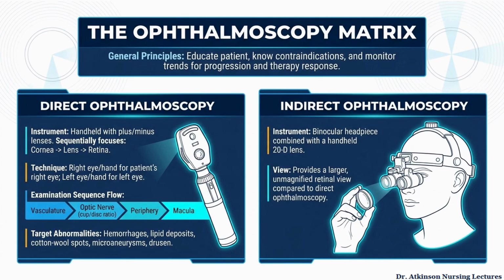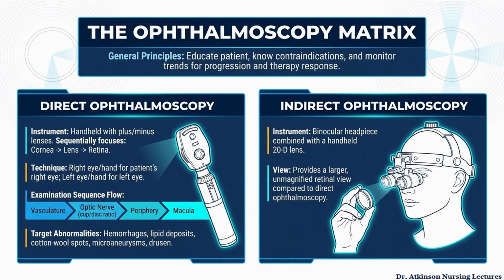therapy response. Direct ophthalmoscopy uses a handheld instrument with plus and minus lenses to sequentially focus on the cornea, lens, and retina. The examiner uses the right eye and right hand to examine the patient's right eye, and the left eye and left hand for the left eye. The examination sequence includes assessment of the retinal vasculature, optic nerve and cup-to-disc ratio, retinal periphery, and macula. Abnormal findings may include hemorrhages, lipid deposits, cotton wool spots, microaneurysms, and drusen.